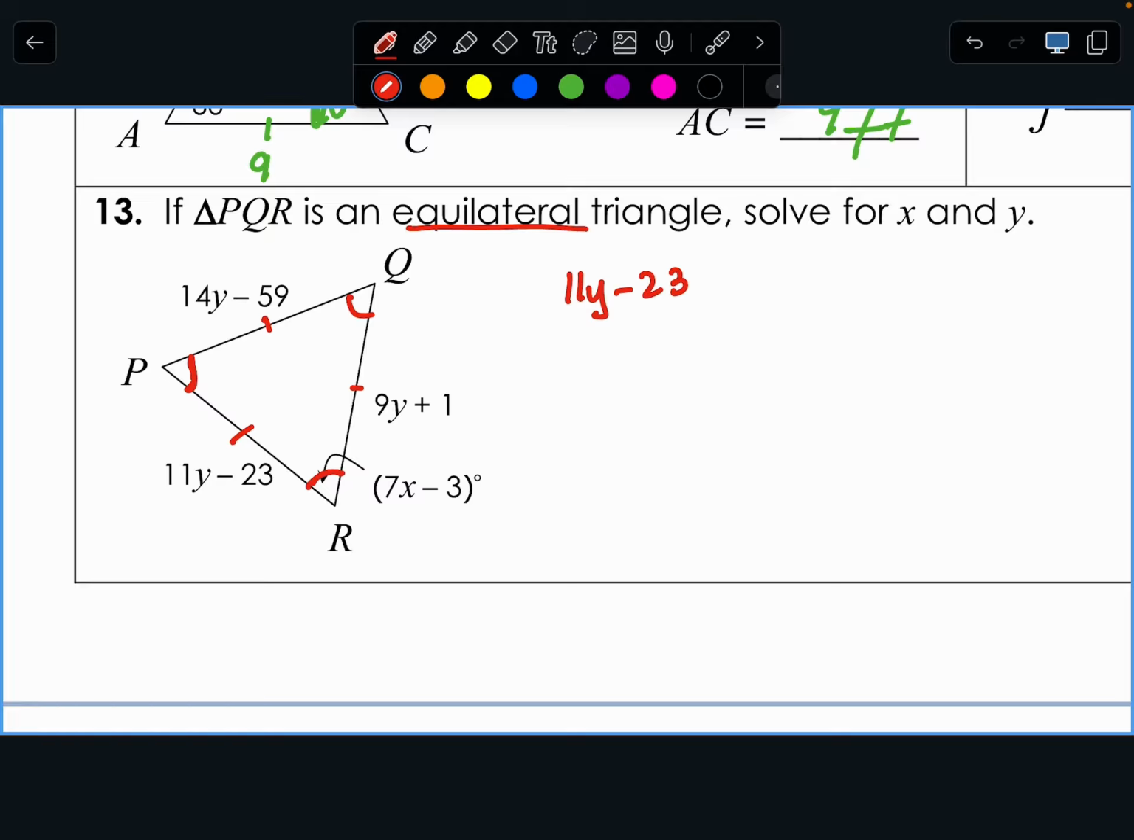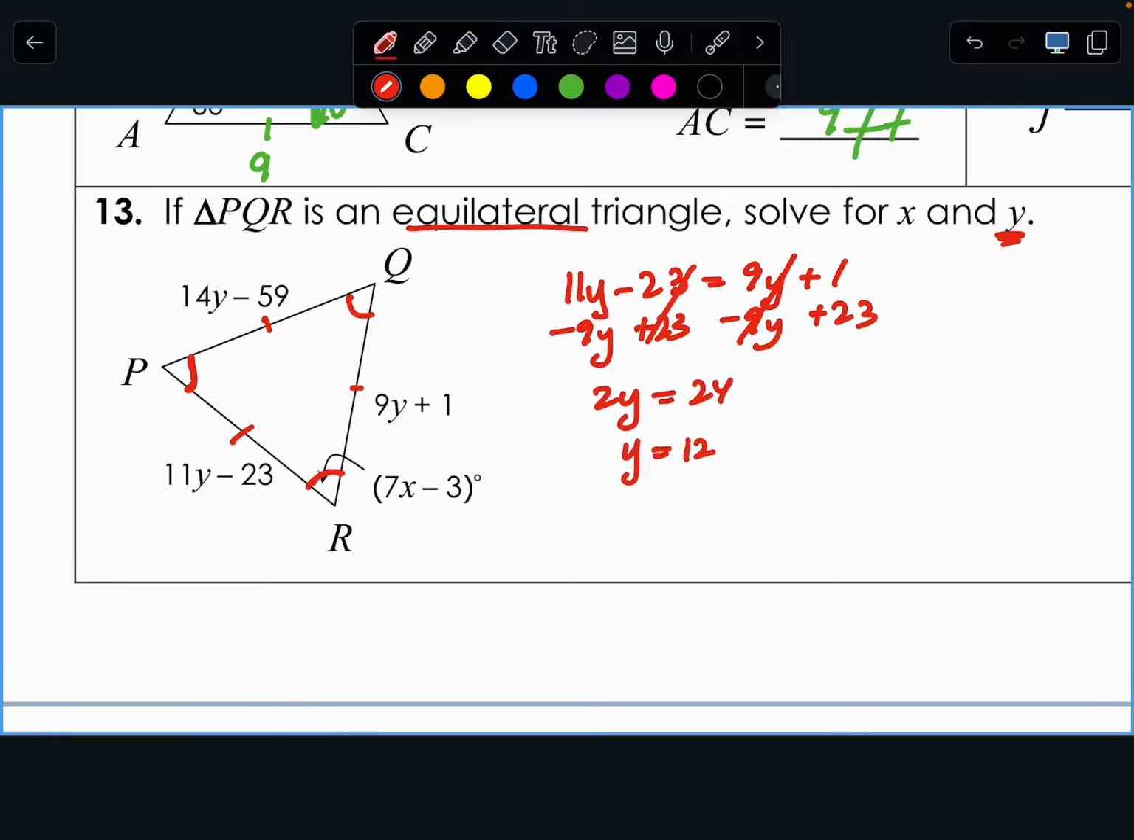11y minus 23 equals 9y plus 1. I know they're the same thing. I don't know what that thing is yet, but I know it's the same. So minus 9y, plus 23. Notice that I cancel something on both sides. So that's 2y equals 24. y is 12. That's all I asked you to find was y, not to plug it back in.